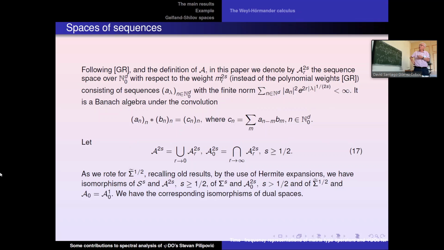So when you have a space with index s, then the sequence space which corresponds to it has index 2s. So if you have s equal to 1/2, then this is actually l to the power 1, and this is the most interesting case. And again, this is just a repetition of that space of sequences with this kind of norm. And this is an algebra under convolution, the usual convolution of sequences.